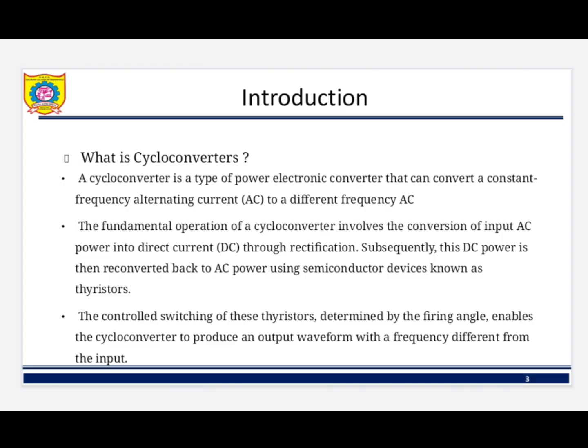First of all, let us see what a cycloconverter is. A cycloconverter is a type of power electronic converter that can convert a constant frequency alternating current to a different frequency alternating current. The fundamental operation of a cycloconverter involves the conversion of input AC power into DC through rectification. Subsequently, this DC power is reconverted back to AC power using semiconductor devices known as thyristors. The control switching of these thyristors, determined by the firing angle, enables the cycloconverter to produce an output waveform with a frequency different from the input.